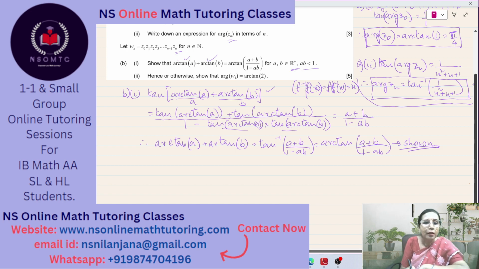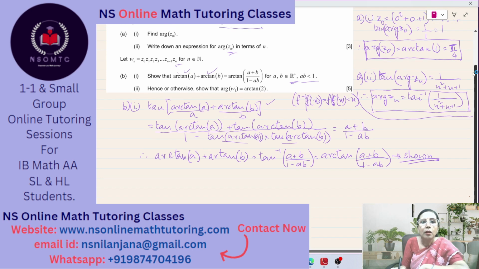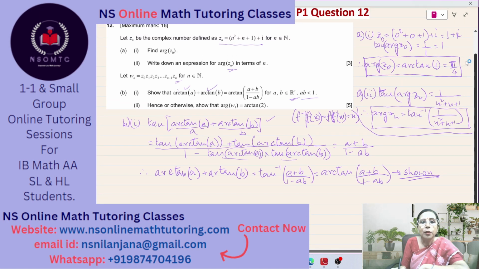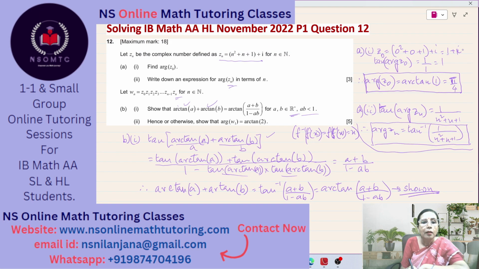Fine, and it is saying hence or otherwise show that argument of W1 is equal to arctan of 2. Now, what is W1? Wn is equal to Z0 times Z1 up to Zn. So what is W1? I'm writing it over here because I don't have much space below. W1 will be equal to Z0 times Z1.